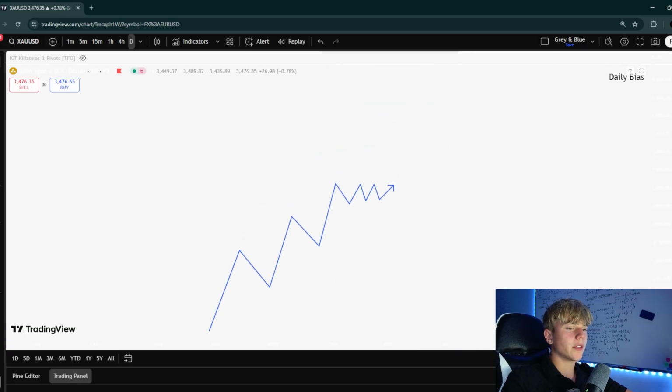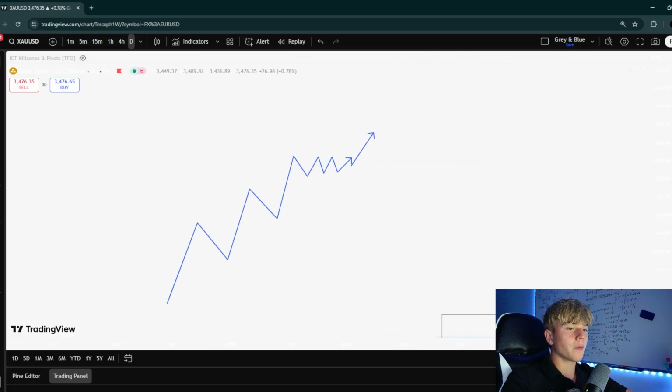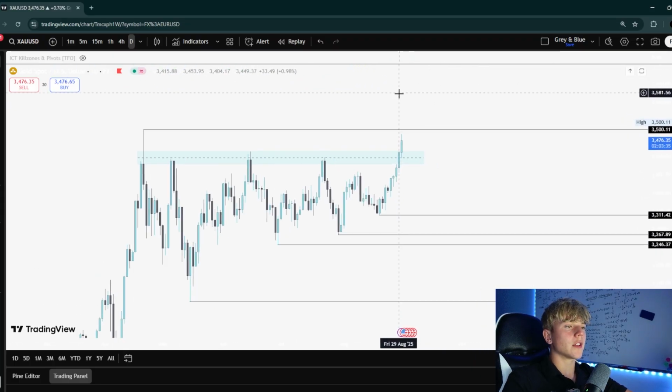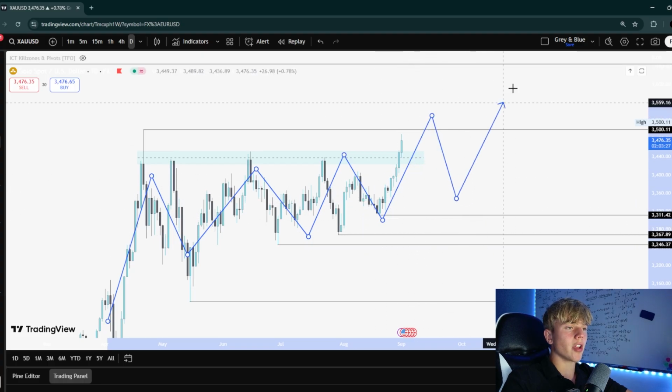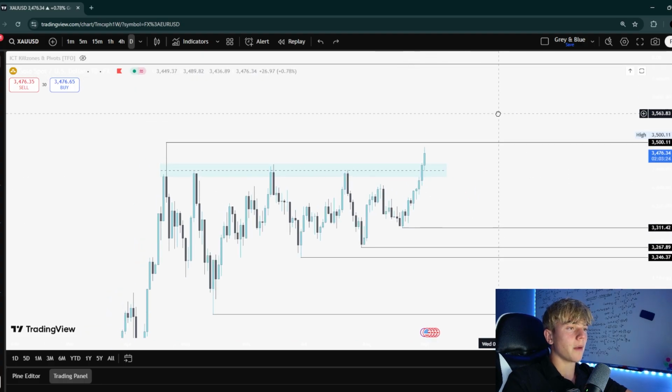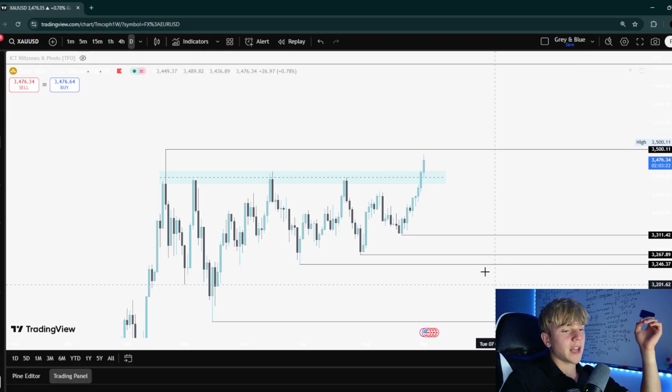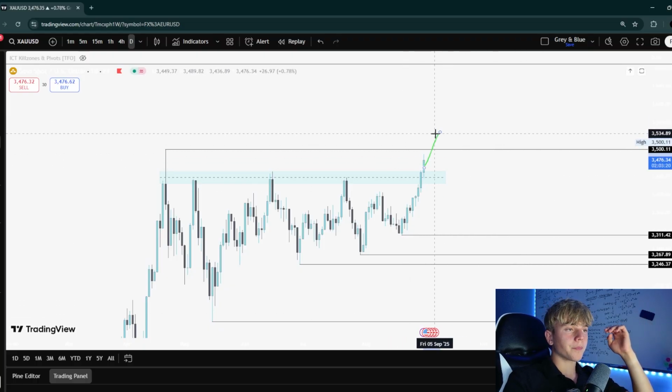I think what we're going to do, now that we've broken out of this area, is form a breakout, and then retest into this area of the breakout, and then push back up and continue this uptrend. So I think price has come up, created this consolidation, and is going to break out of it, then come back and retest somewhere in this area before pushing back up and continuing the uptrend.